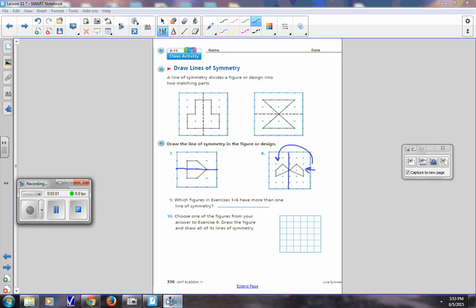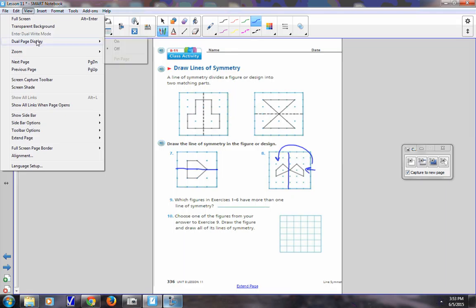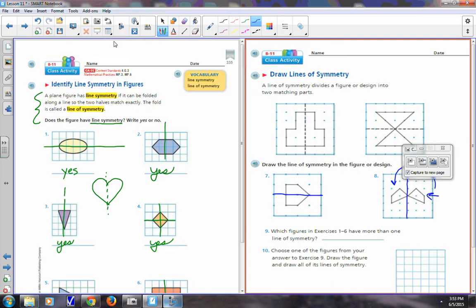Which figure in exercises 1 through 6, so that's these, have more than one line of symmetry? Well, let's look at those. Number 1 definitely would. We could do it that way or this way. So number 1, it just says more than 1. How about number 2? We could go that way or we could go this way. We could go up and down. So that is more than 1.